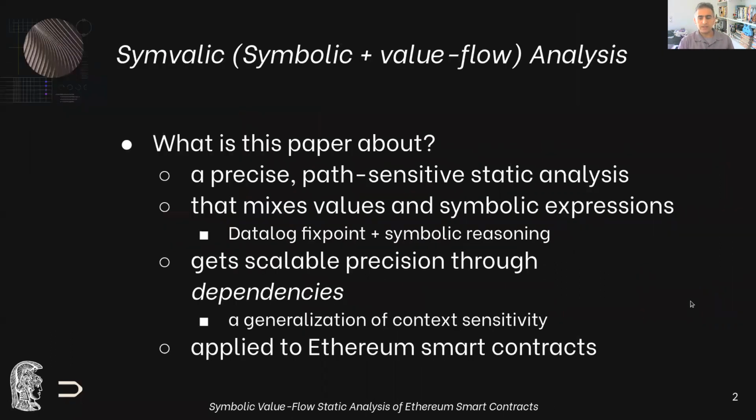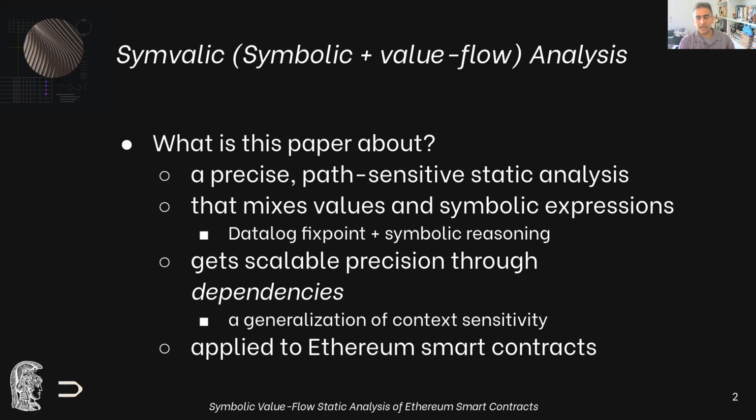So what is this paper about? This is a new kind of static analysis, which we call Symvalic, for symbolic and value flow. And it tries to be very precise. It is a path-sensitive analysis. It's a static analysis, and it mixes values and symbolic expressions. So it does a little bit of symbolic reasoning, something like what you would find in Ethereum prover SMT solver.